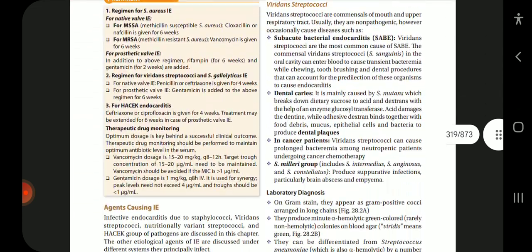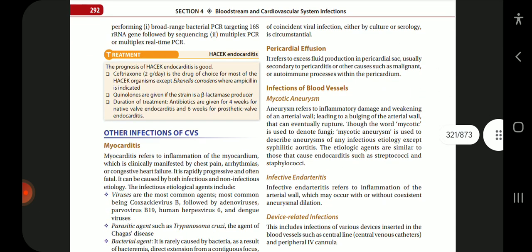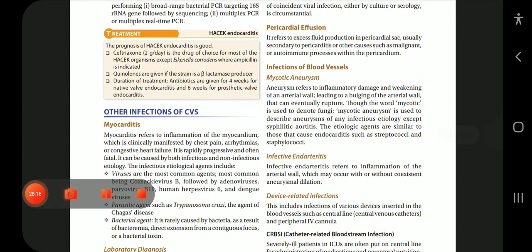So we have completed infective endocarditis, and in the next video we will be starting with other infections of the CVS and acute rheumatic fever.